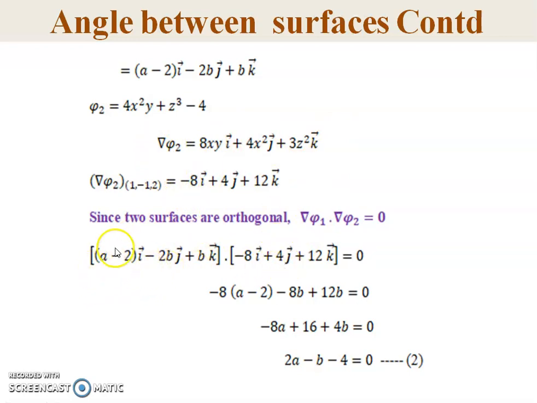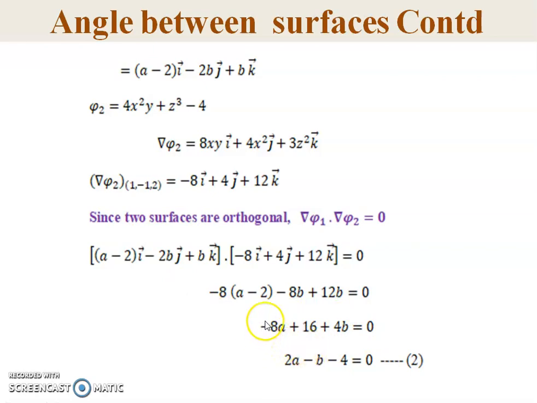That means multiply corresponding components. So here we have a − 2, here we have −8, okay, −8(a − 2). Similarly, here we have −2b, here we have 4, which gives −8b. Here we have b, here we have 12. Now multiplying, this becomes −8a + 16 − 8b + 12 = 0.